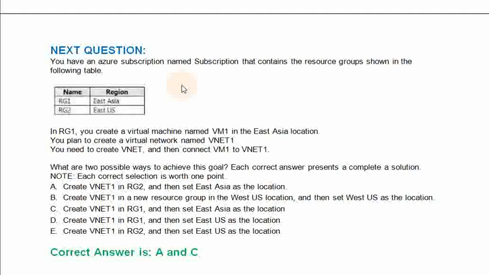Option A, create VNet1 in RG2 and then set East Asia as the location. Option B, create VNet1 in the new resource group in the West US location and then set West US as the location. Option C, create VNet1 in RG1 and then set East Asia as the location. Option D, create VNet1 in RG1 and then set East US as the location. Option E, create VNet1 in RG2 and then set East US as the location. The correct answers are option A and C.